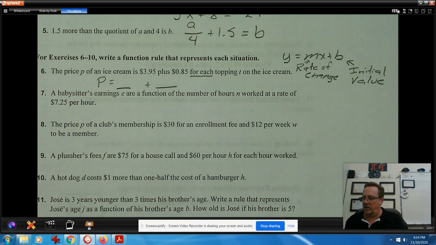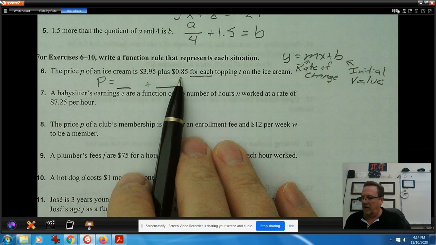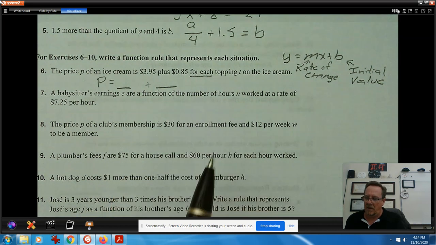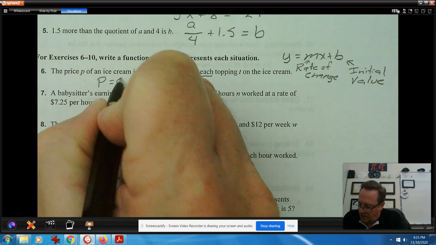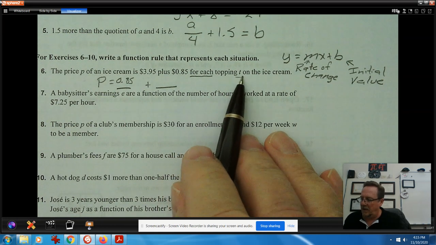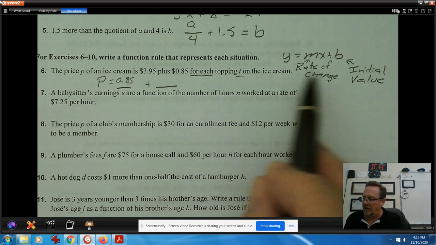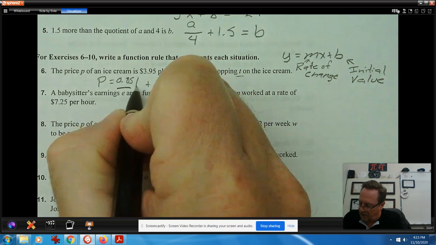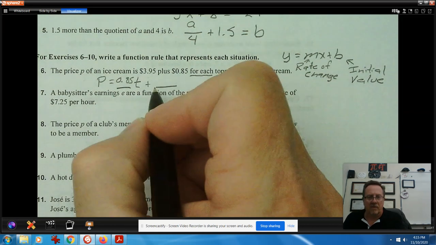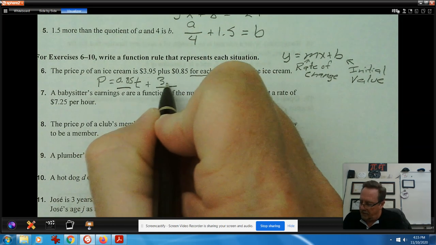M is my rate of change, and since it's 85 cents for each topping, this indicates that 85 cents is my rate of change. So I'm going to write 0.85, and it tells me T is the other variable that I'm going to use. So I'm going to use T instead of X and say it's 85 cents per topping, right? 0.85T plus my initial value, which was $3.95.